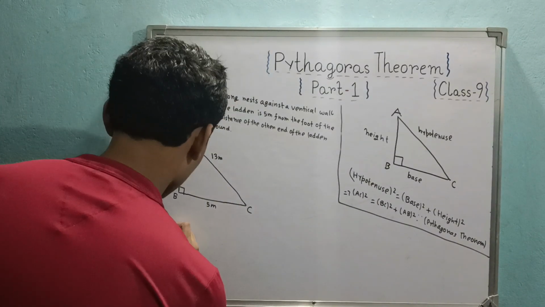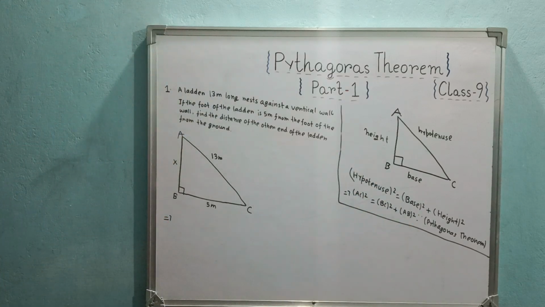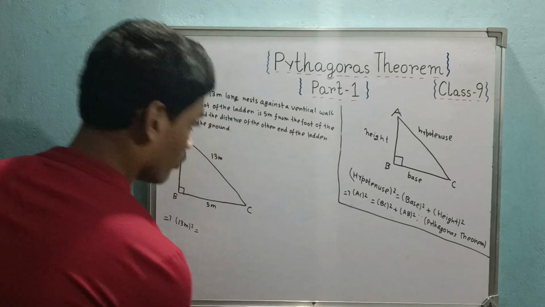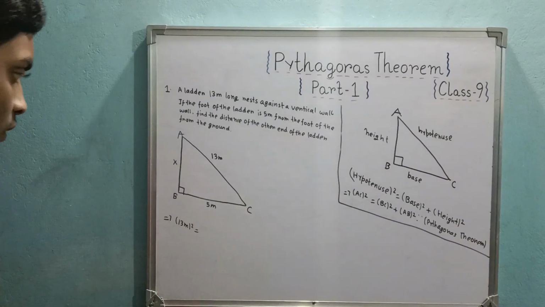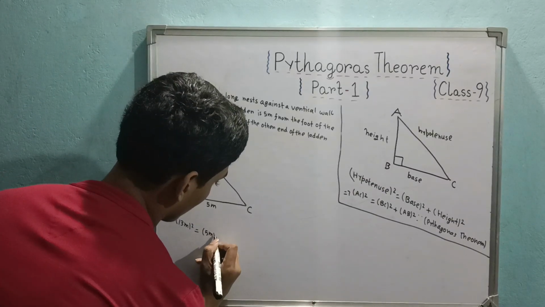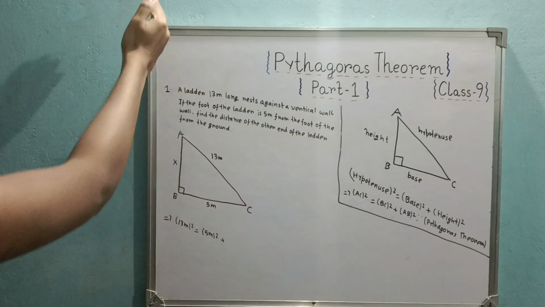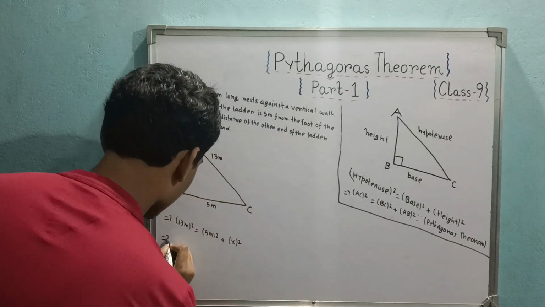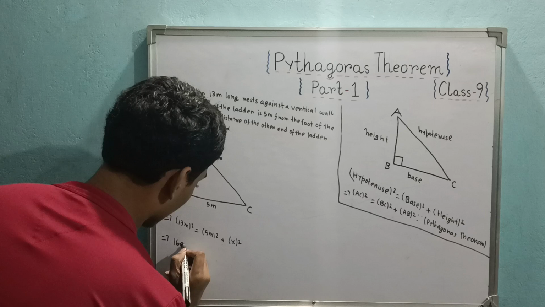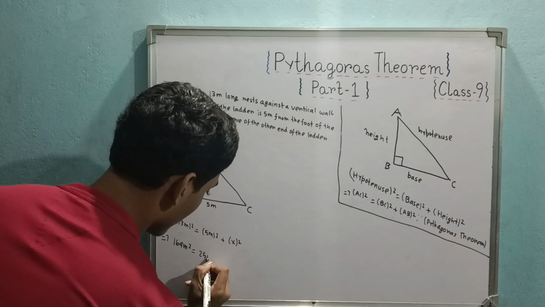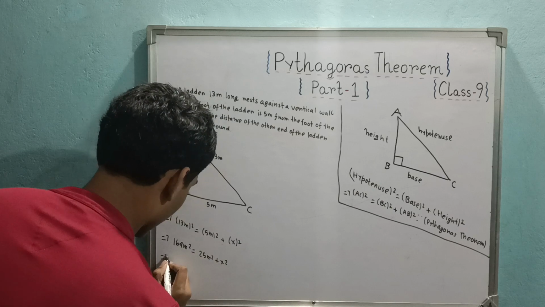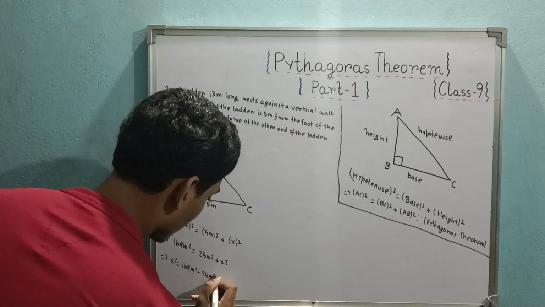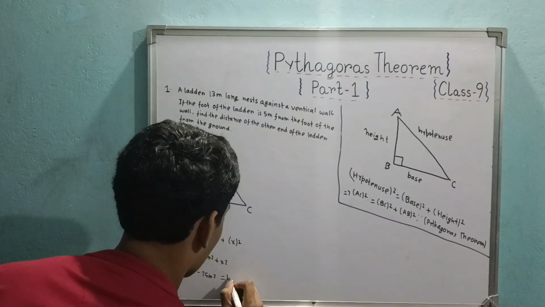So see this. Now we know the Pythagoras theorem: hypotenuse square equals base square plus height square. This is AC square, 13 meters square, equal to base square. Base is BC, or 5 meters, plus height square. Height is this AB, which we have to find, or X. 13 meters square is 169 meters square. 5 meters square is 25 meters square, plus X square. Or X square will be equal to 169 meters square minus 25 meters square, equal to 144 meters square.